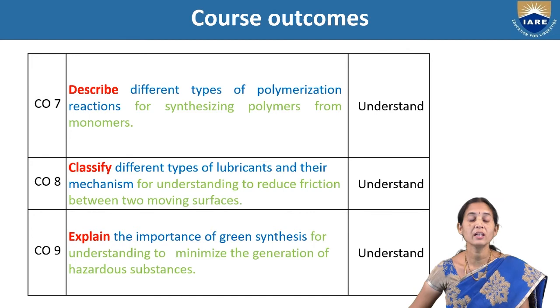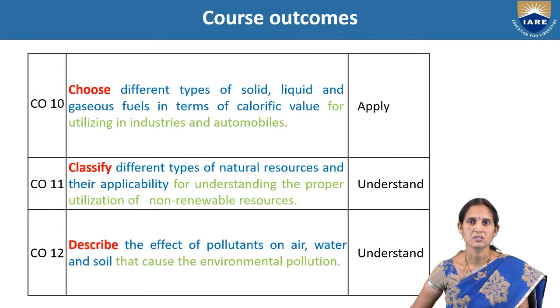Next, CO9: explain the importance of green synthesis for understanding to minimize the generation of hazardous substances. So the students understood about the importance of green synthesis, how to minimize the generation of hazardous substances by using green solvents in green synthesis when we prepare chemical products. So we have given understand.